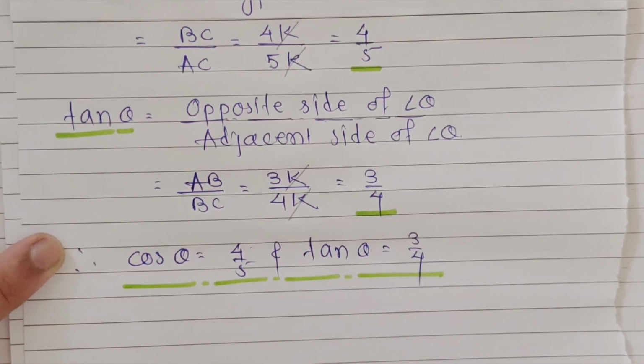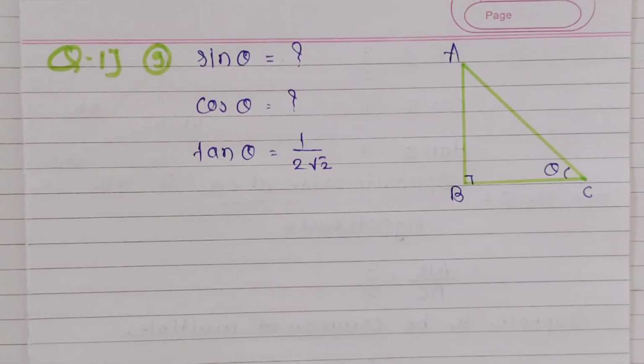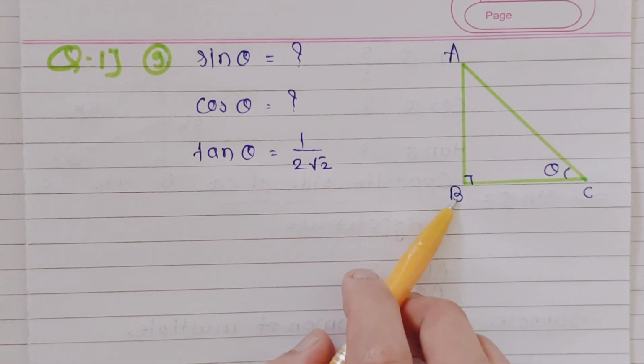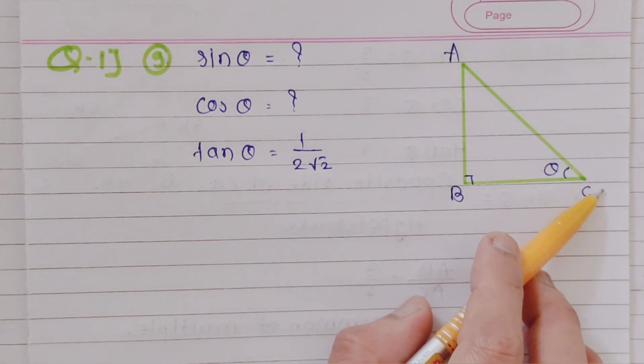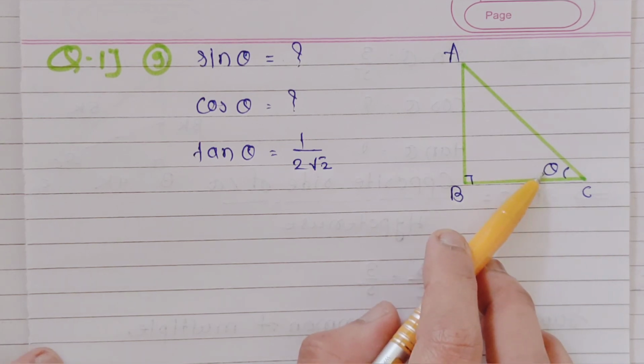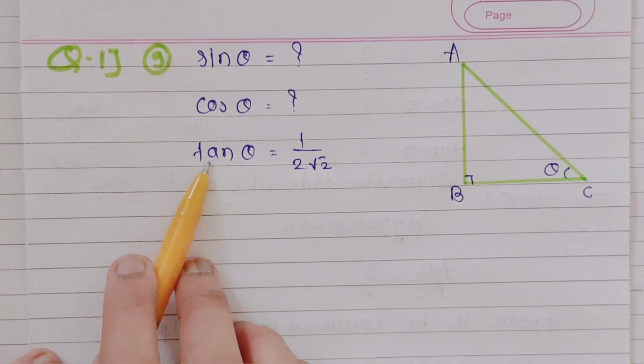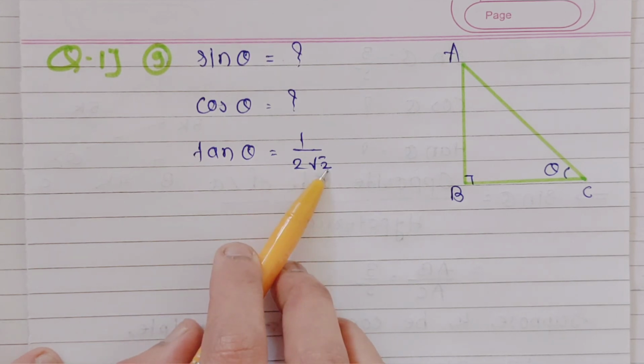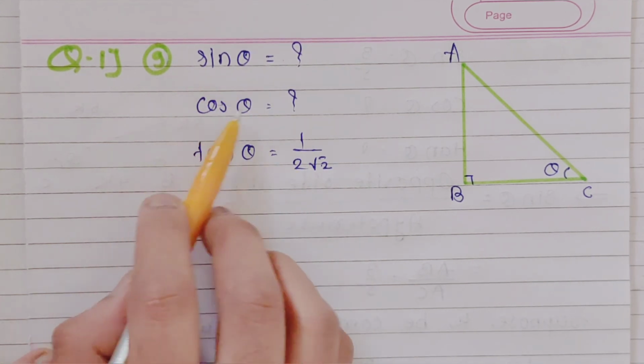Then next example. Ninth example: in triangle ABC, measure of angle P is equal to 90 degrees. That means AC is the hypotenuse and angle C is equal to theta. The given information is tan theta is equal to 1 upon 2 root 2. We have to find sin theta and cos theta.